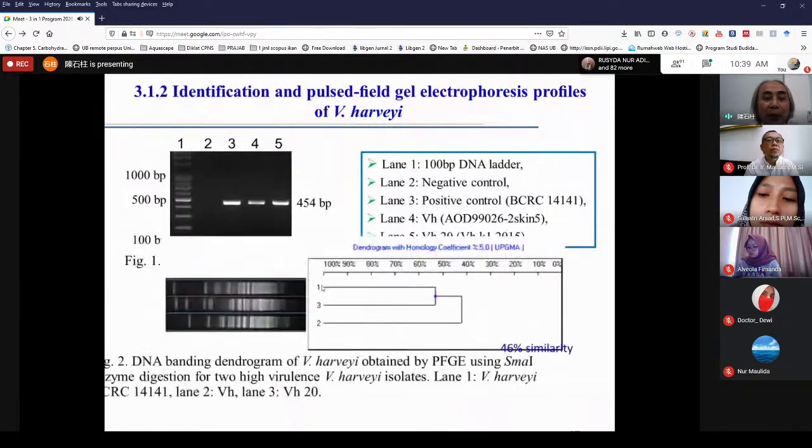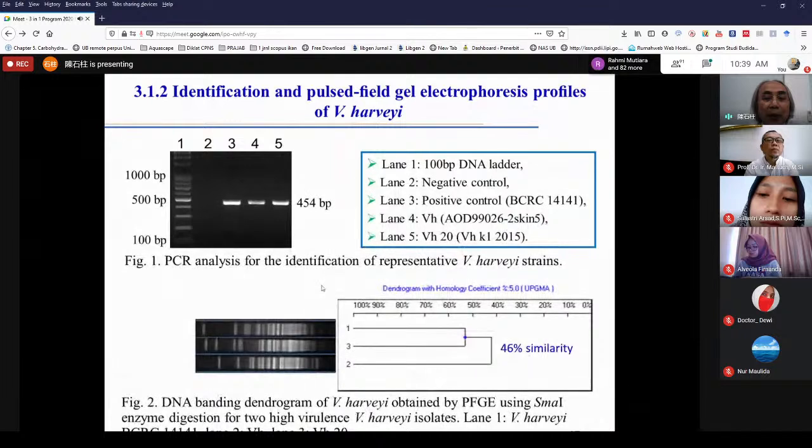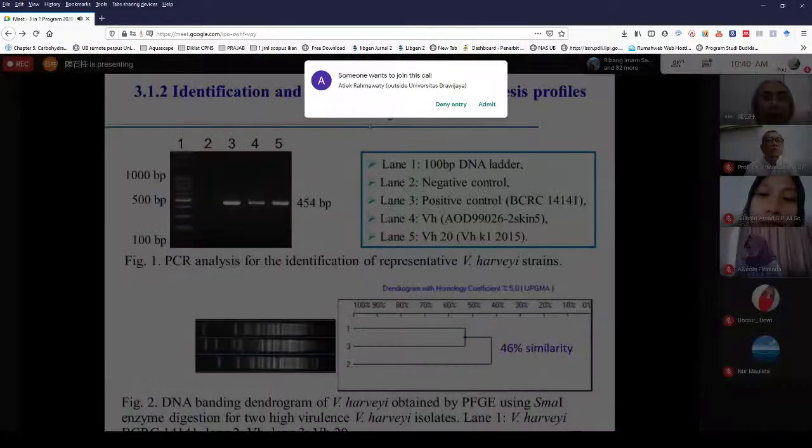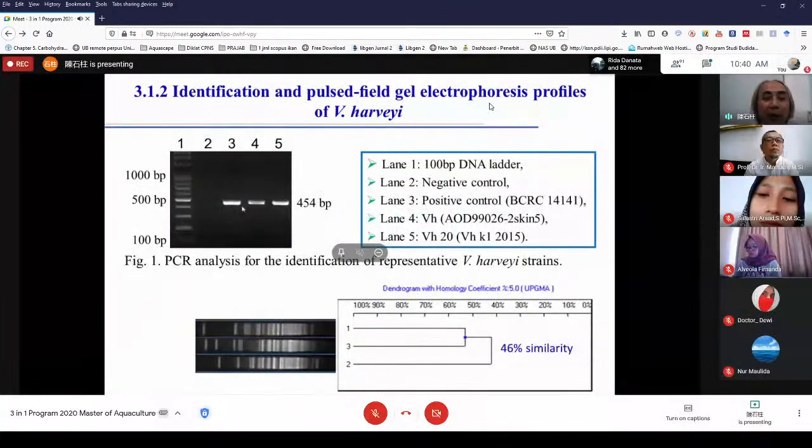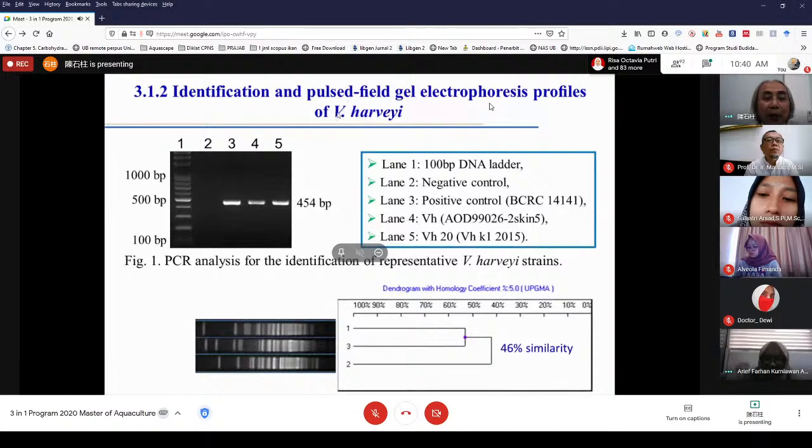Okay, usually, I should remind you, when you want to develop a vaccine, you usually select the vaccine candidate from your stock, right? But you should reconfirm that all your isolates are your target bacteria. So you should use a specific PCR to make sure they have a specific fragment. Then you can confirm your bacteria is, for instance in this study, Vibrio harveyi. Here, VH is number 4, and 9.5 is VH20. They have the same fragment, so they are Vibrio harveyi.